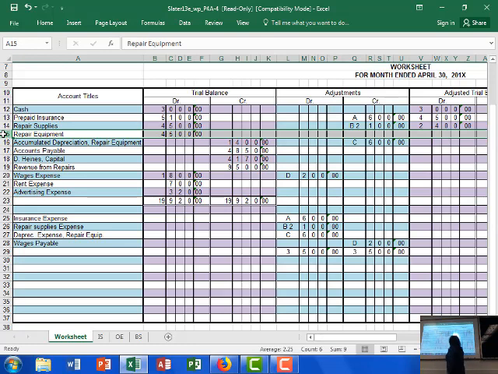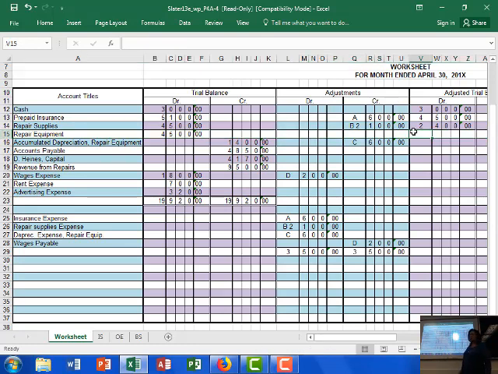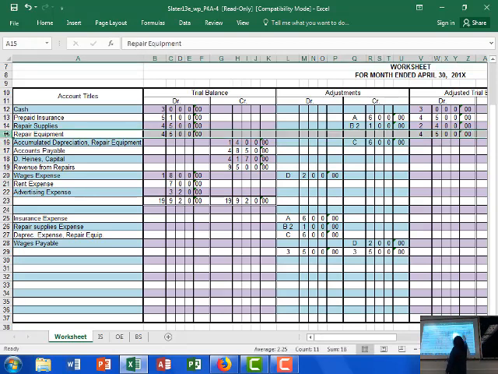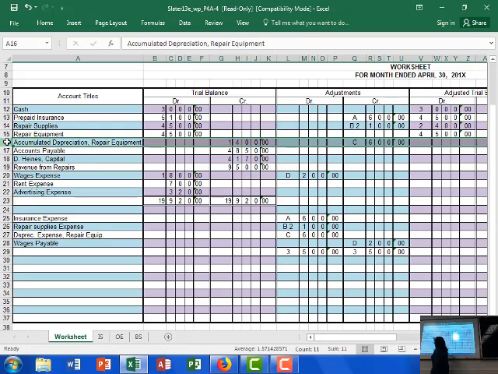Repair equipment. Remember, that is a historical value. You just bring that over. We didn't do anything with it. But wait a minute. We did something with depreciation. Yes. But not with the historical value. We're doing it now with the accumulated depreciation.